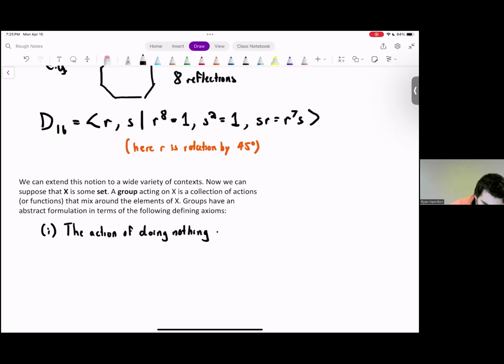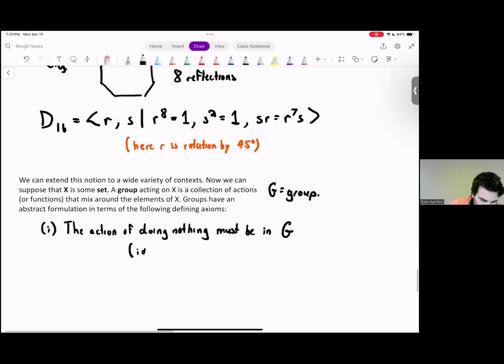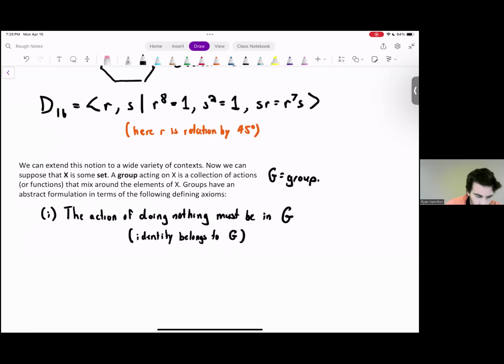So the action of doing nothing must be in, may as well call it G. So let's let G be our group. So we call this the identity. It belongs to G. And what does the identity do when we do the identity and then something else in our group? Well, it's the same as just doing the something else.